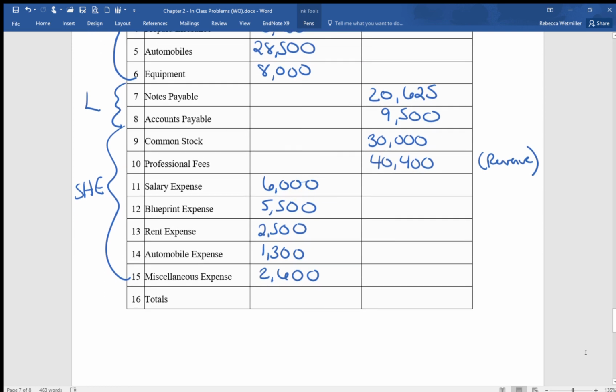So if we add up our debit column, we get a total of $100,525. And if we add up our credit column, we'll get a balance of $100,525. So we see that debits equals credits. So in the first and second part, we proved that assets equal liabilities plus stockholders' equity. In this part, we proved that debits equal credits. Always, always, always.